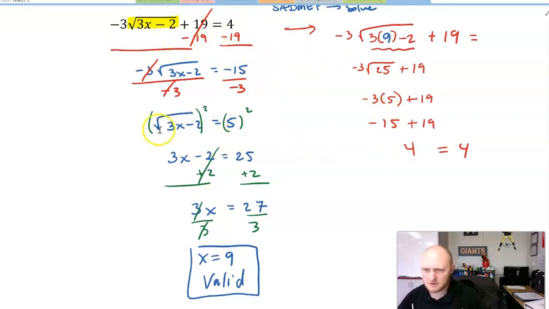Okay, going back over the steps. Isolate the radical expression, square both sides, solve it, and then we have to check, make sure it is valid.